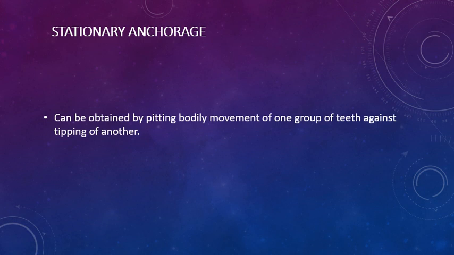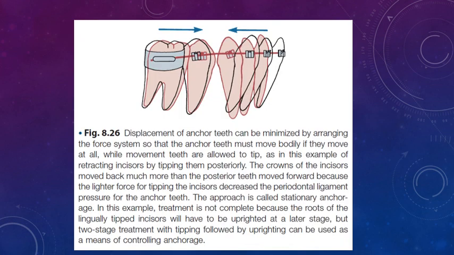What is stationary anchorage? When one group of teeth are moved in a bodily manner, whereas the other group of teeth shows tipping movement, this would be termed as stationary anchorage. But in this case, the treatment can be done in two phases. Once the incisors are tipped lingually, then root uprightening has to be done.